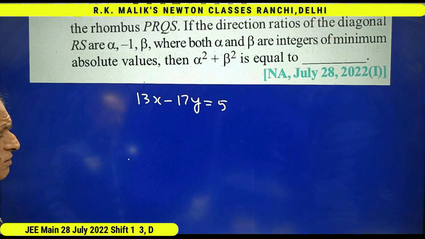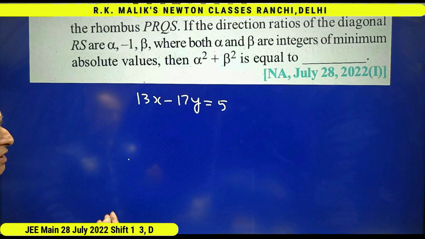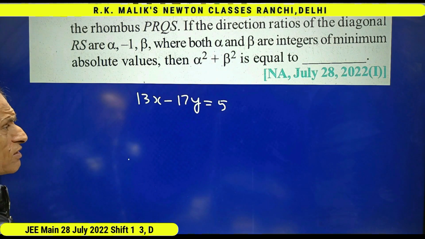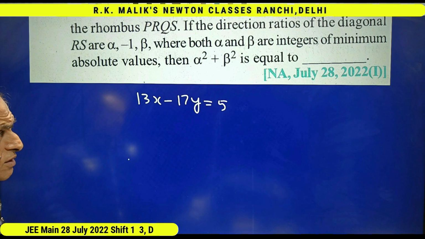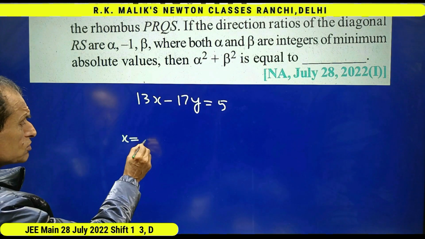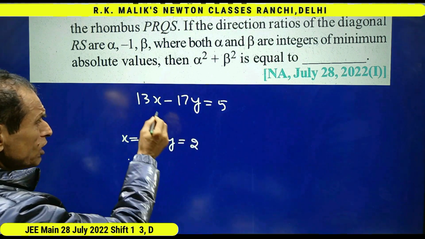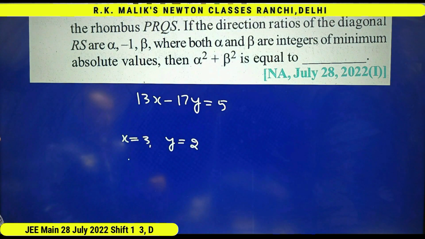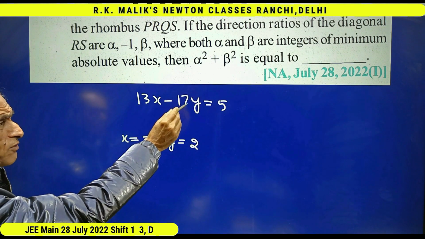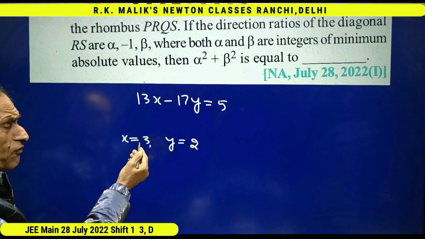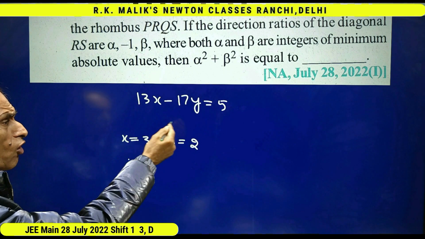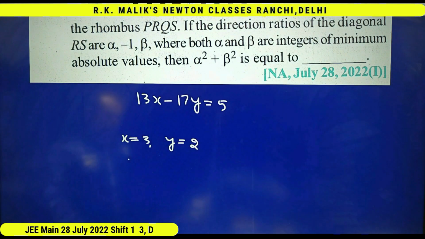The common sense way is, if you are able to find even one solution satisfying this equation using your common sense, then you can find all the integral solutions of this equation very easily. And if you apply your common sense, it is easy to see that x equal to 3 and y equal to 2 satisfy this equation, because it will be 39 minus 34, that is 5. If one solution is known to you, you can find all the solutions of this equation very easily.